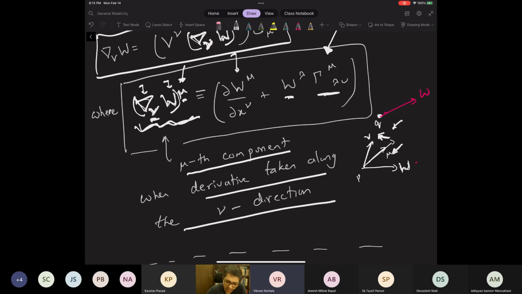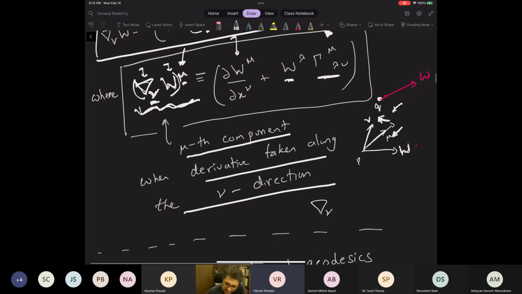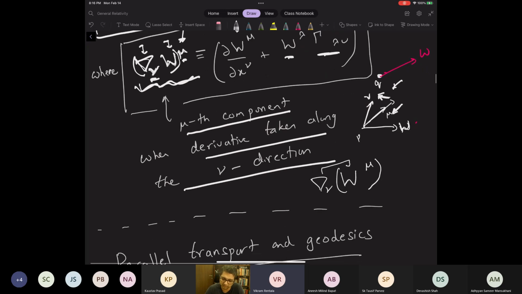So be very careful when you see the symbol del_nu W^mu. This is not to be interpreted as the derivative of the muth component of the vector field. You are really taking the derivative of the vector field and then taking its muth component. So in shorthand, you'll sometimes see this symbol, but this is what you really mean. Any questions here?